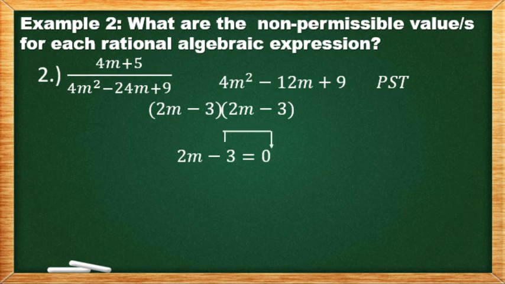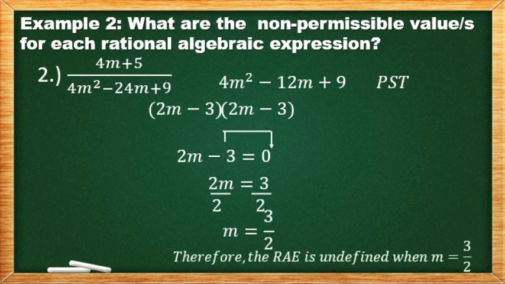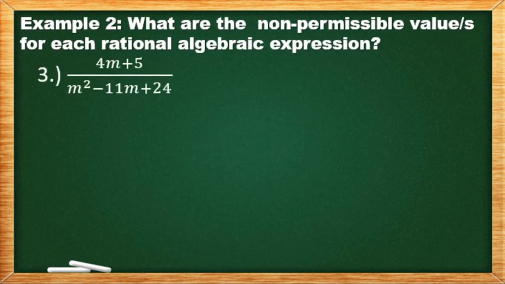Transpose natin ang negative 3, magiging 2m is equal to 3. Then, divide both sides by 2. Yan. So, therefore, m is equal to 3 halves. So, the rational algebraic expression is undefined when m is equal to 3 halves. Next, number 3. Yan, 4m plus 5 all over m squared minus 11m plus 24.